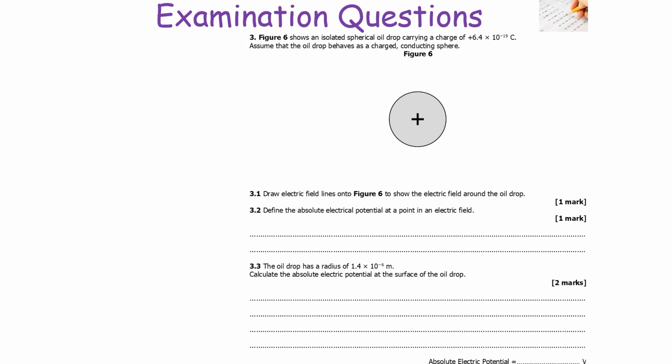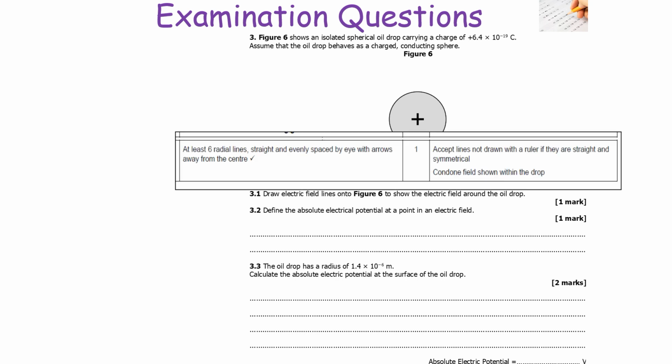Right, in this one it's very important you can show the electrical field lines around the oil drop. Because it's a spherical object, it'll produce a radial field. So you need 6 radial lines which are straight and evenly spaced out, with the arrows going away from the center. Why is that? Because the arrows show the direction that a positively charged object would take in the field, and positively charged objects repel other positively charged objects, so the arrows should be pointing away from it.